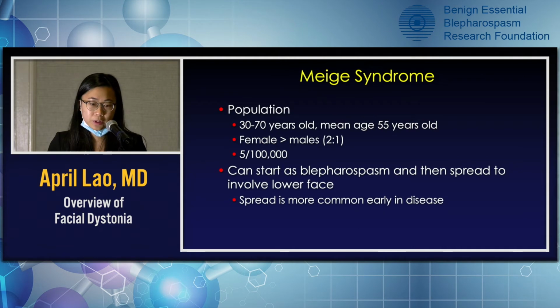Similar age group is 30 to 70 years old. Mean age is about 55. Females, again, are more commonly affected than males, and a prevalence about 5 out of 100,000 people. It can actually start as blepharospasm and then spread to involve the lower face. Spread is more common in the first stages of the disease, within the first 3 to 5 years.